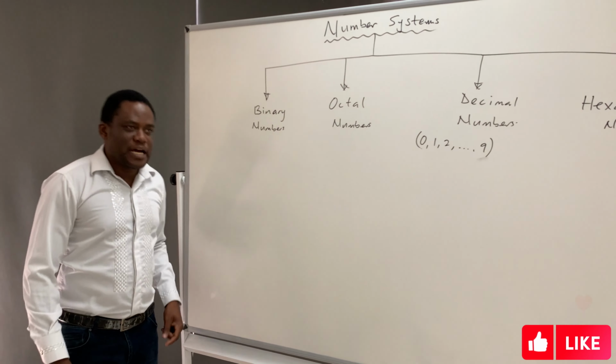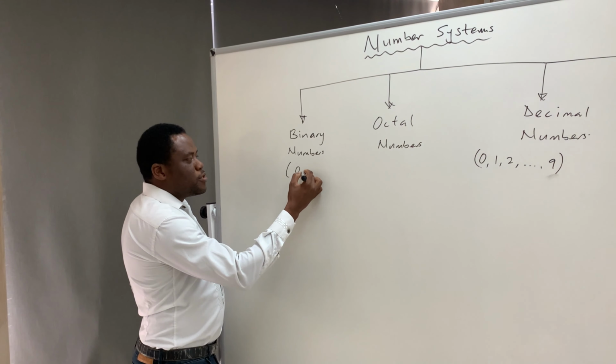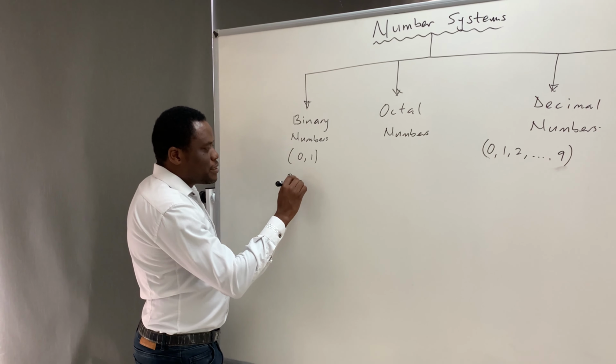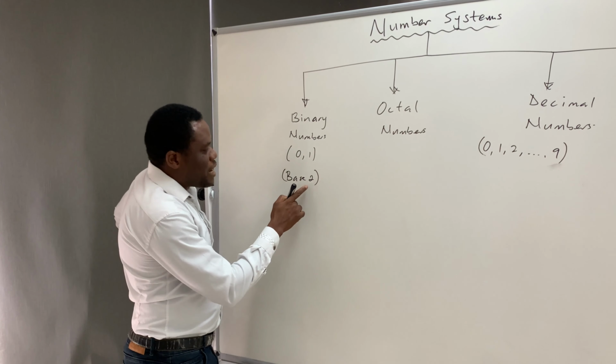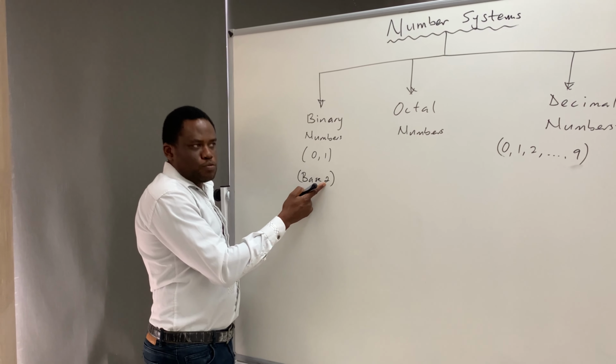Now, come to binary. Binary numbers consist of 0 and 1, because this means base 2. That is, you count 0 and 1, the number that is not up to 2.